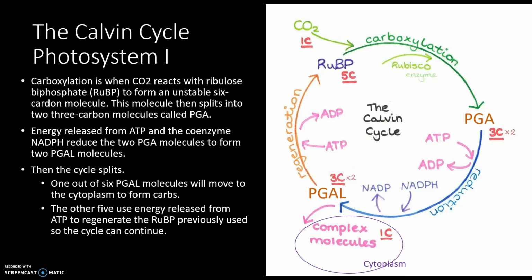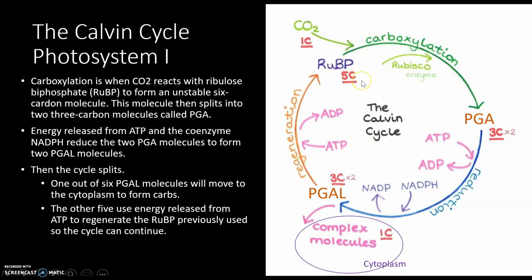Here is the Calvin cycle. It is also known as photosystem 1 because it was found before photosystem 2. However, it has to have the products of photosystem 2 in order for it to occur. So you have 3 steps that are happening here. You have carboxylation, you have reduction, and you have regeneration.